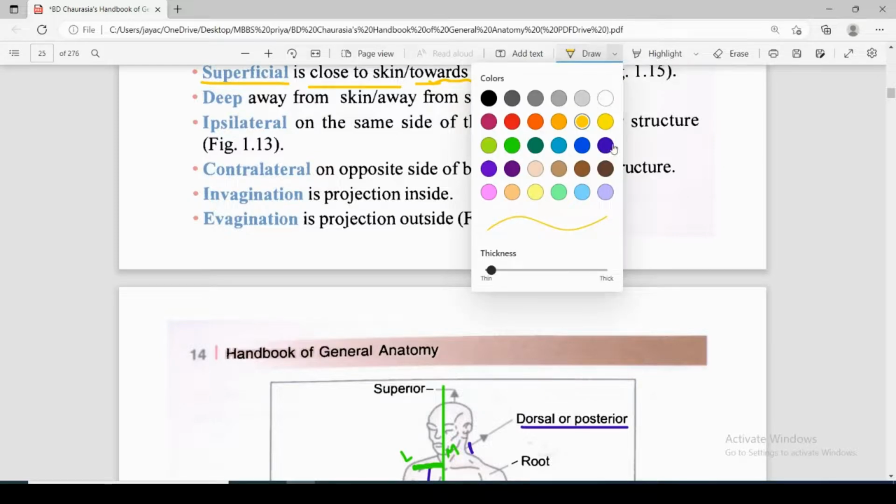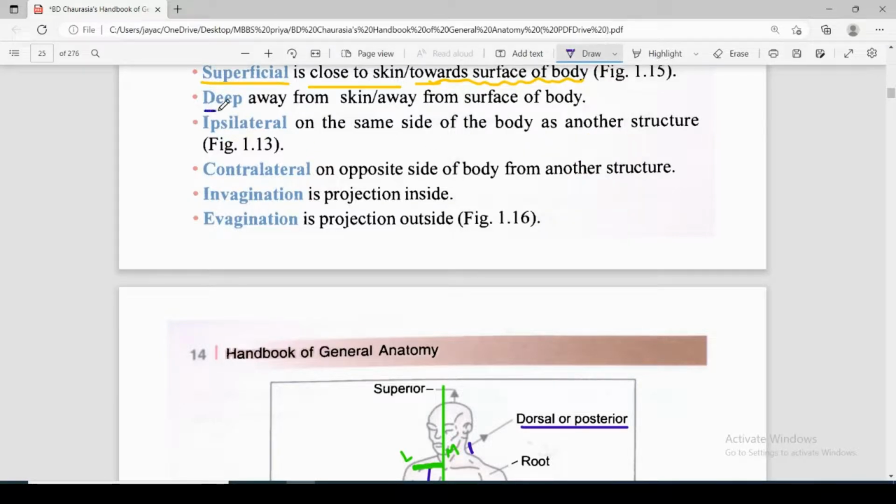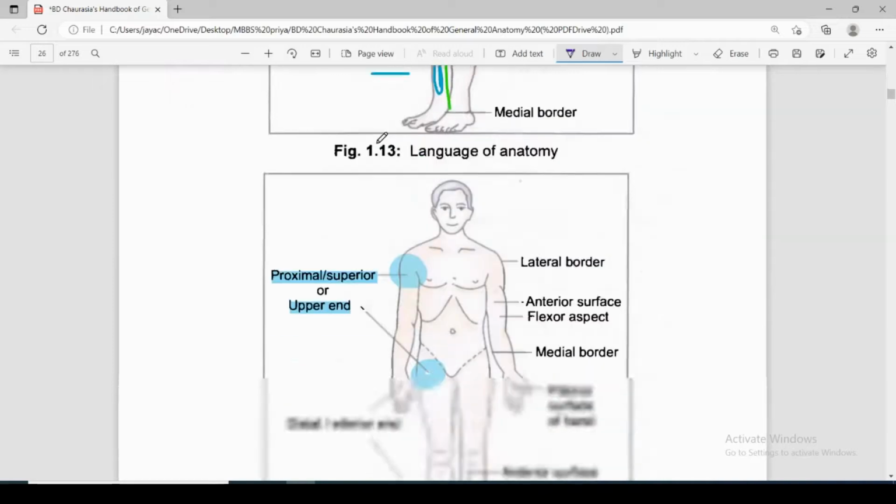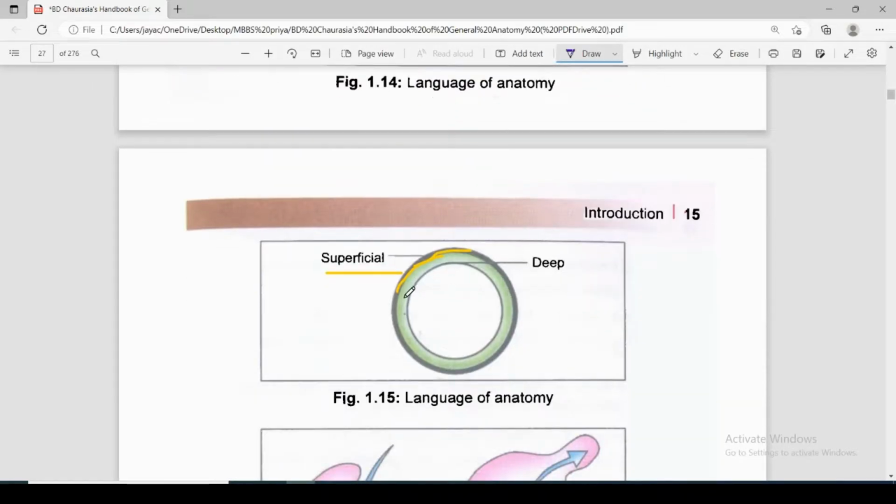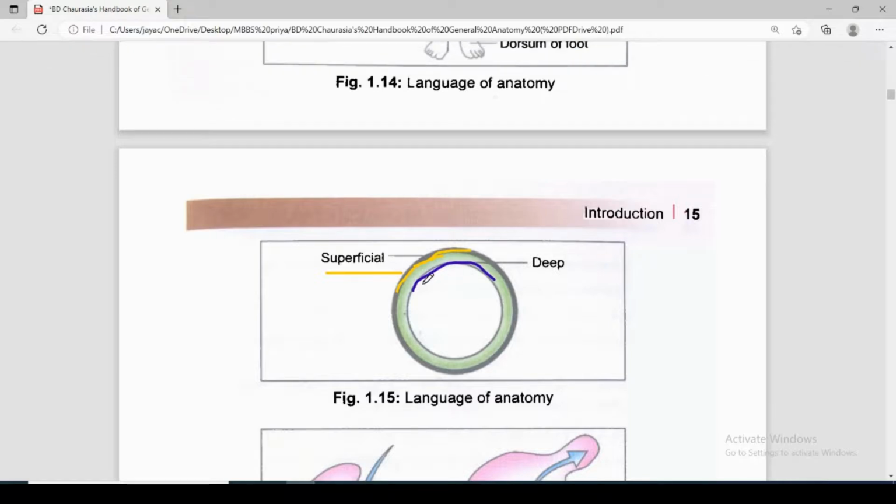And deep, deep it is away from the skin or away from the surface of the body. So away from the skin means deep. So this is deep. Okay. So this one is deep, that is away from the skin. So how the skin is: here superficial is towards the skin, and this is away from the skin, deep.